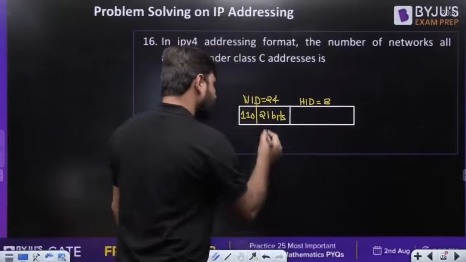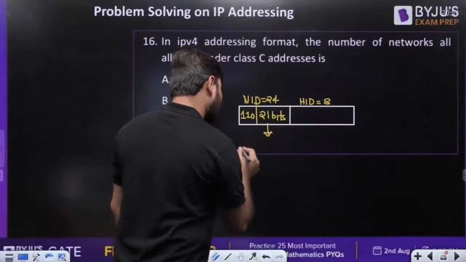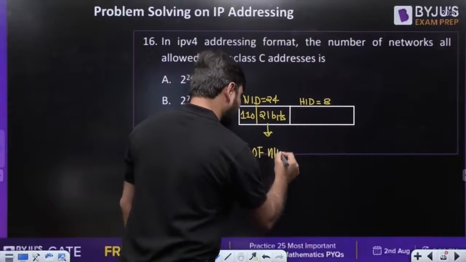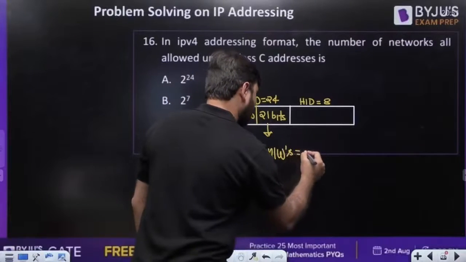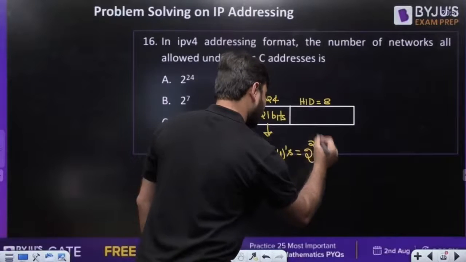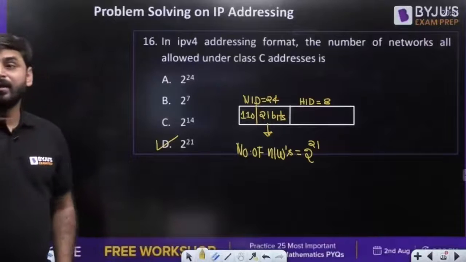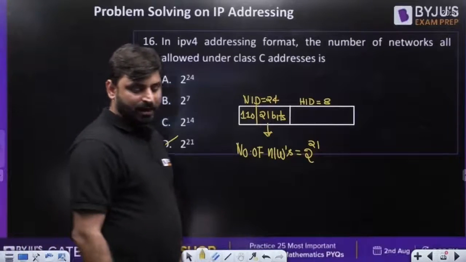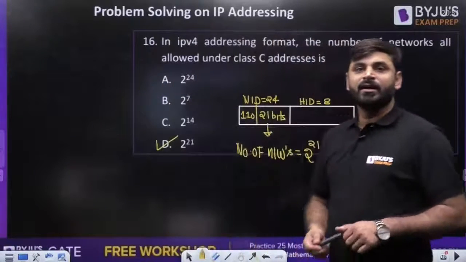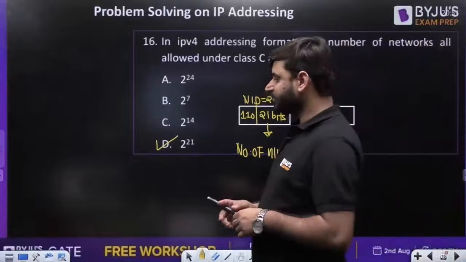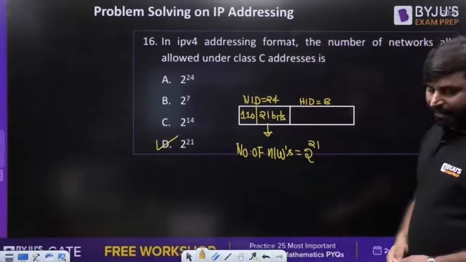And this is the host ID. So with 21 bits, how many networks are possible? Number of networks is equal to 2 power 21. Is it clear to everyone? So the correct answer for this question is D, not A. Okay. The correct answer for this question will be D. 2 power 21 will be the correct answer.